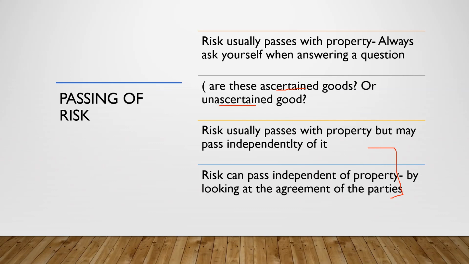Please remember that Section 18 and 19 are very different. One talks about non-specific goods, meaning that ownership in those goods will not pass, risk will not pass. But when it comes to ascertained goods in Section 19, ownership and risk will pass immediately. Although risk may not pass immediately based on agreement that parties may reach as far as ascertained goods are concerned.